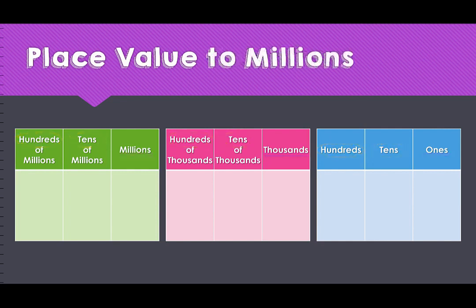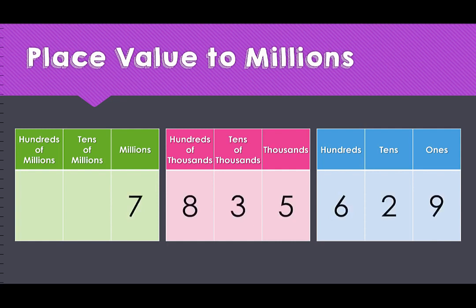Can you work out what the next set of digits would be classified as? That's right, billions, tens of billions, and hundreds of billions. But for this video, we're just going to focus on millions. Grouping larger numbers in sets of 3 like this makes reading and interpreting large numbers much easier. Let's have a look at some examples.